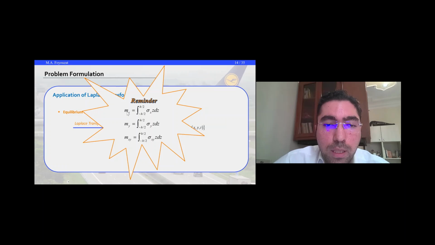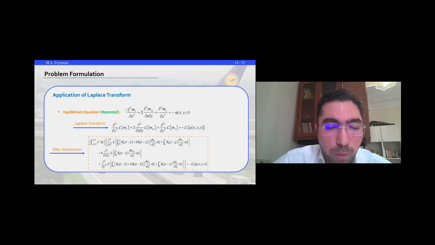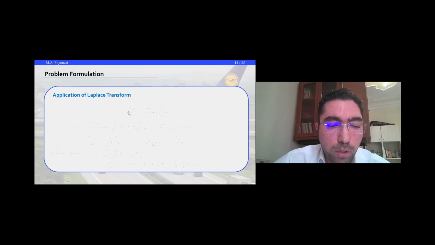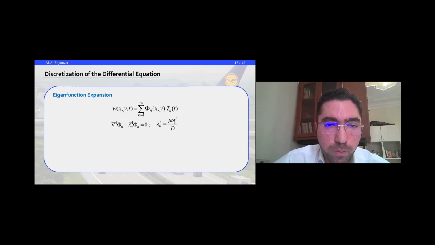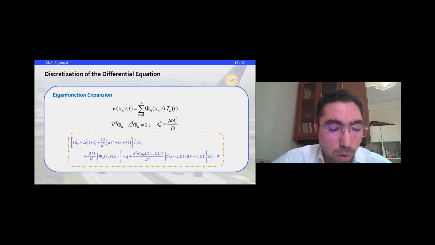You can see that we have the moment stress equilibrium equations and the constitutive equation. By simplifying this equation, we obtain the general differential equation for viscoelastic plates in the Laplace domain. The carets also denote the Laplace transform with respect to the time variable. We solve the equation using a discretization method by expanding the unknown function in terms of eigenfunctions. After substituting this series into the differential equation and further simplifying, we obtain the discretized equation in the Laplace domain.